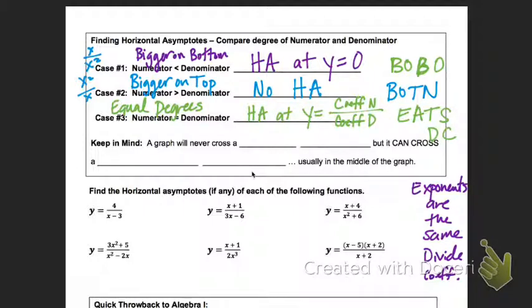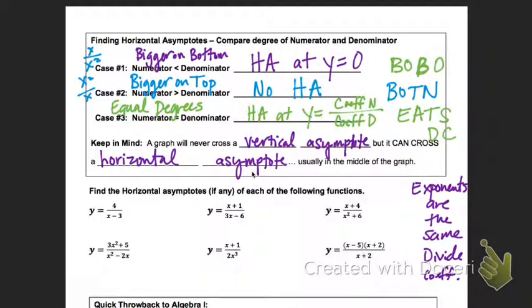Keep in mind, a graph will never, ever cross a vertical asymptote. They just never will. But the unfortunate thing about a horizontal asymptote is that they can cross. They aren't important enough to not get crossed through. So horizontal asymptotes are just kind of suggestions, but they can get crossed through. Vertical asymptotes are like truth, and they cannot get crossed through. There's always going to be a break.